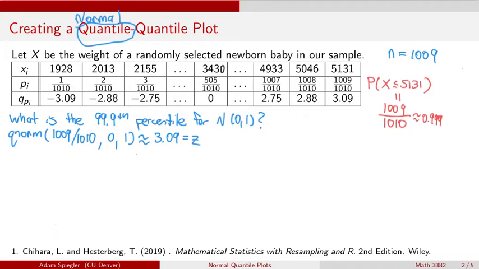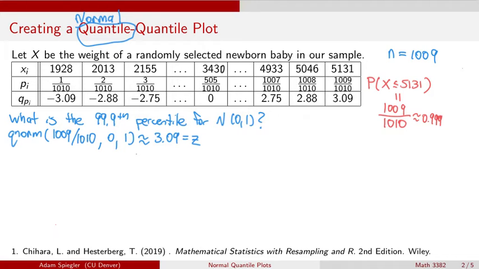Keep in mind, we could try and see whether our data resembles a different type of theoretical distribution other than the normal distribution. But since we were asking, is this newborn weight data approximately normal? That's why we are comparing our actual data X to z-scores from a standardized normal distribution. So we would call this a normal quantile plot in this case.